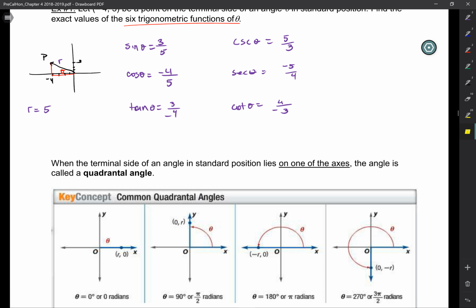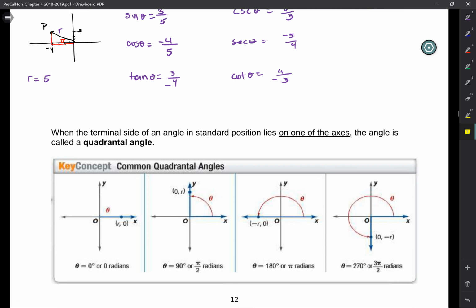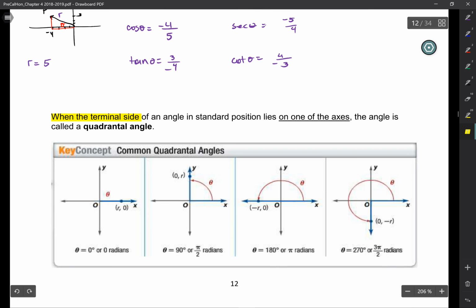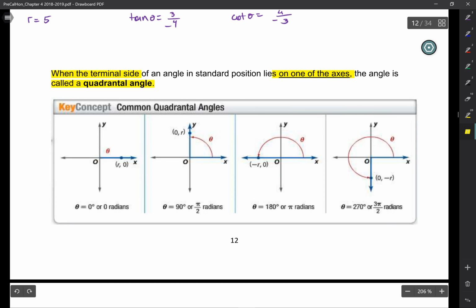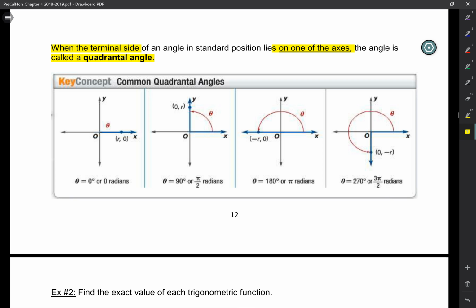If it was like -4, 0, then it would be on one of the axes, right? So when the terminal side lies on one of the axes, we say that angle is a quadrantal angle, okay? So for example, suppose my coordinate is 1, 0. It would be right there, 1, 0.